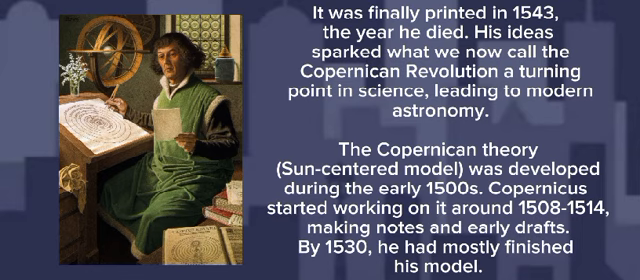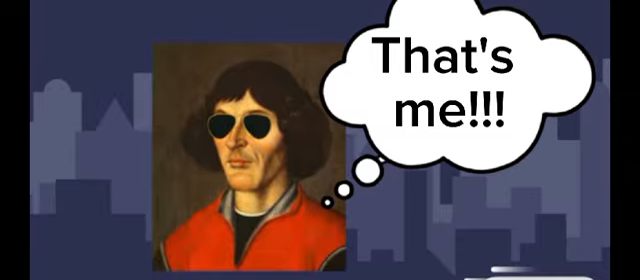So, the Copernican theory or sun-centered model was developed during the early 1500s. Copernicus started working on it around 1508 to 1514, making notes and early drafts. By 1530, he had mostly finished his model. And lastly, he completed the book on the revolutions of the heavenly spheres, which was finally published in 1543, the same year he died. Who is this Copernicus, if you may ask?